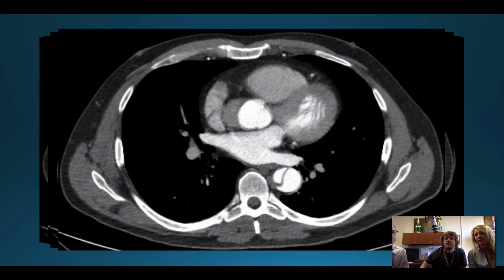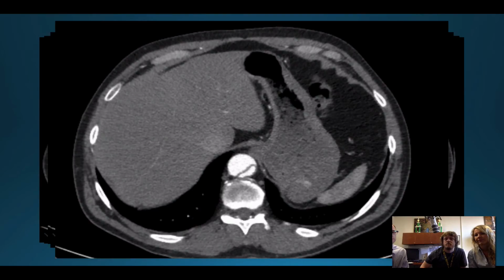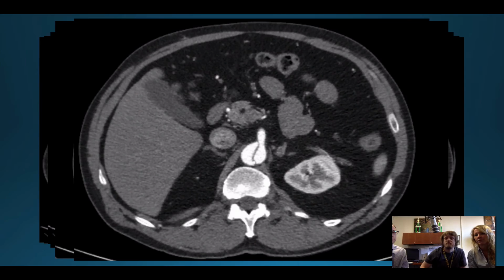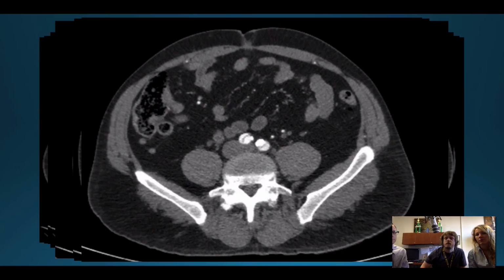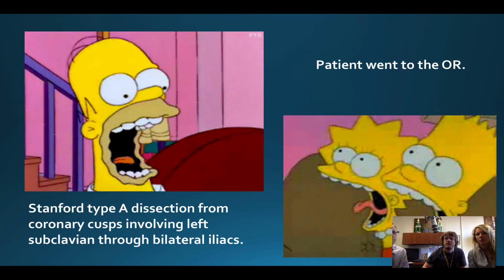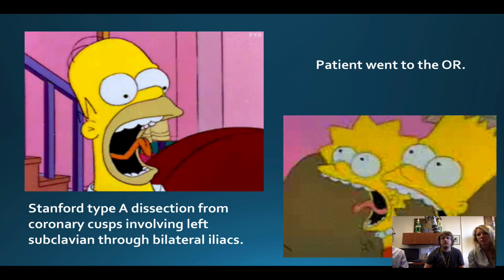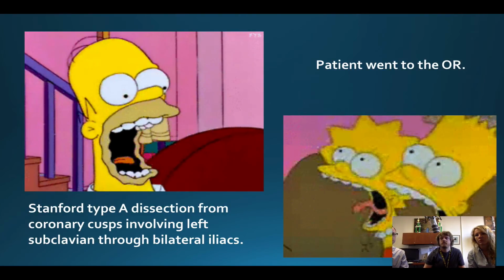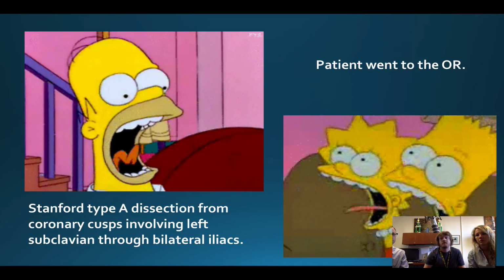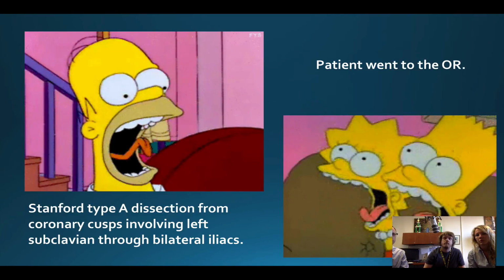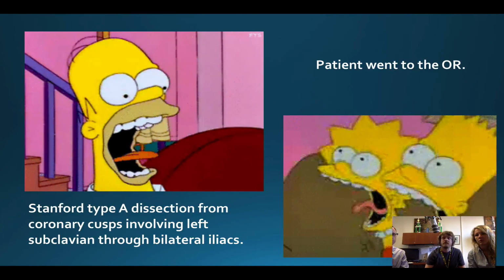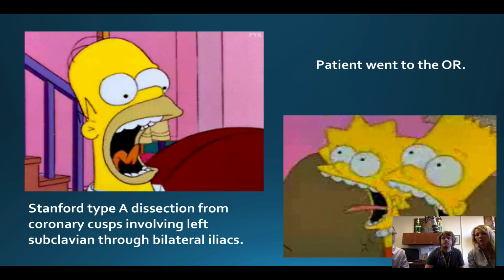And we're seeing the aortic dissection that you already diagnosed with ultrasound, extending from the coronary cusps through bilateral iliacs. So just briefly, you have type A and type B, Stanford classification. Type A needs surgery, type B typically medical management. This was a type A dissection, so the patient needed to go to the OR.